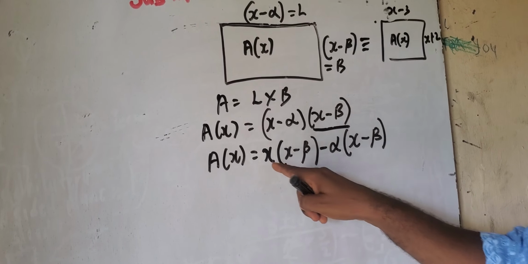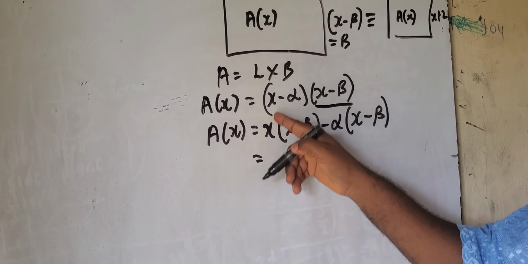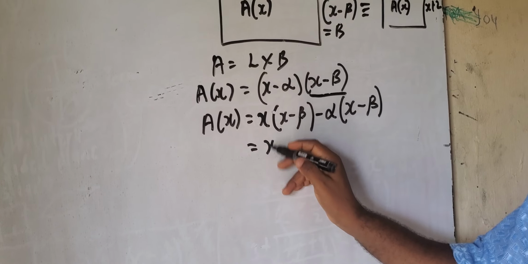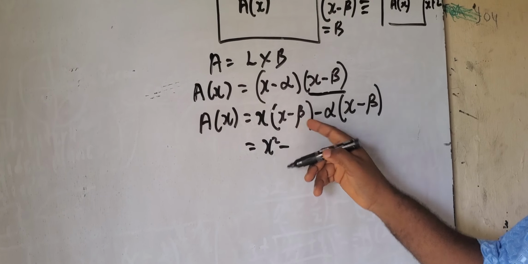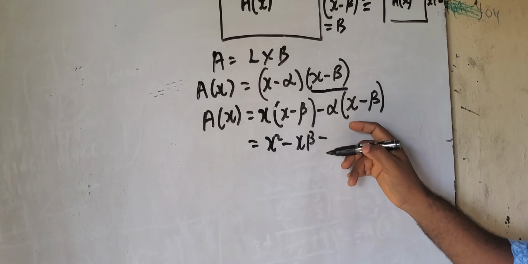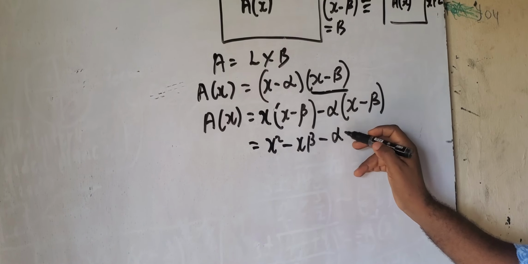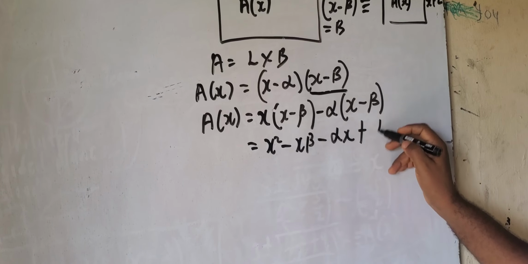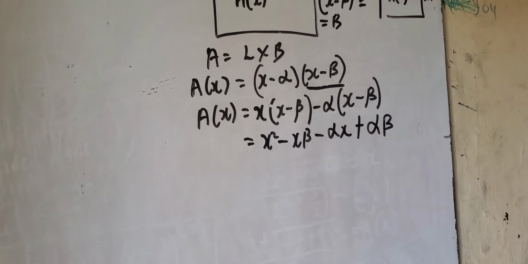So we open x times x from the law of indices. This is power 1, power 1. From the law of indices, when you are multiplying, add the powers. That is x squared. Minus x times beta will be minus x beta. Minus alpha times x will give us minus alpha x. Minus times minus gives us plus. Alpha times beta gives us alpha beta.